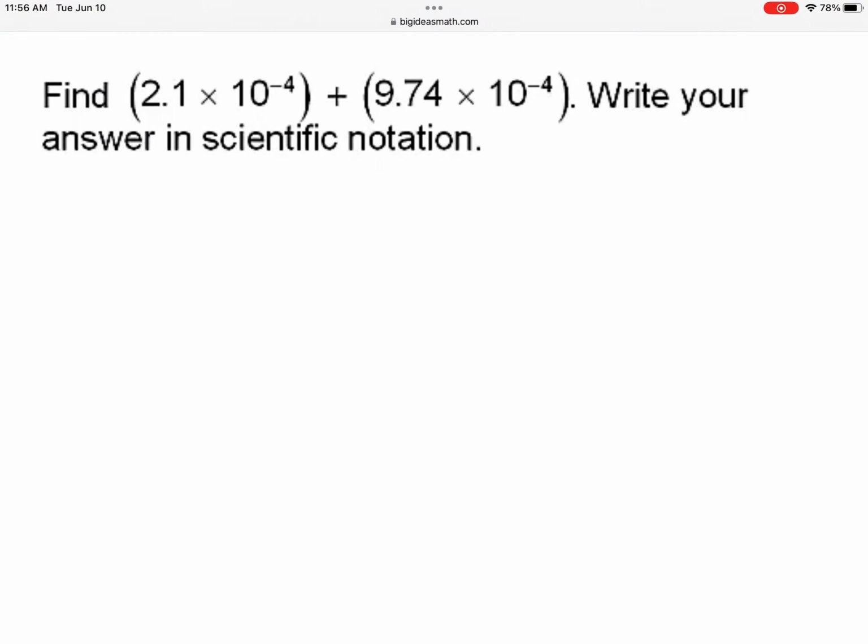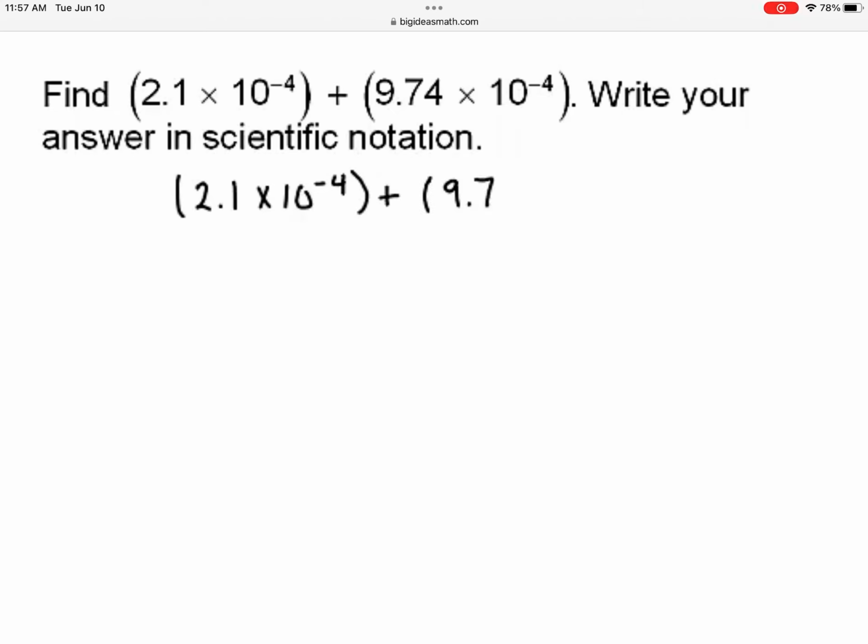Find 2 and 1/10 times 10 to the negative fourth plus 9 and 74 hundredths times 10 to the negative fourth. Write your answer in scientific notation. First, let's start by rewriting the expression. We have 2 and 1/10 times 10 to the negative fourth plus 9 and 74 hundredths times 10 to the negative fourth.